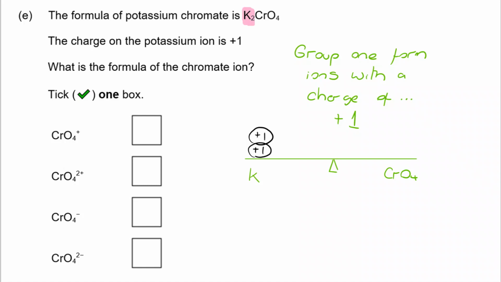If I've got 2 Ks, that's 2 +1s. I've got 1 chromate ion, so that must be -2. So I'm going to go for CrO4 2-.